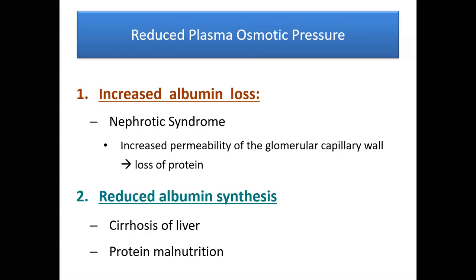Okay, more than one cause can also exist in a patient. A combination of causes can exist. So they can have increased hydrostatic pressure and decreased plasma osmotic pressure, for example, in a patient who is suffering from congestive heart failure plus liver failure. So both the causes can be present in a single patient.